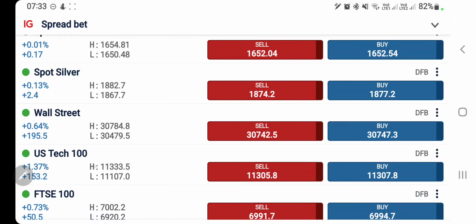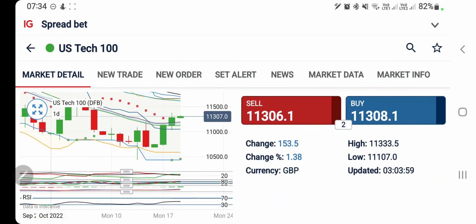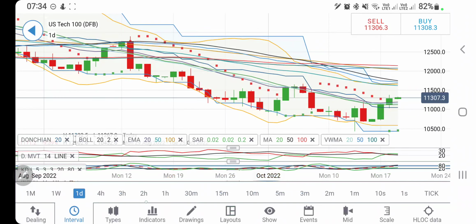So let's start. First we look into Nasdaq 100 followed by Dow Jones. Do watch till the end, do listen to it carefully, do note down the levels.